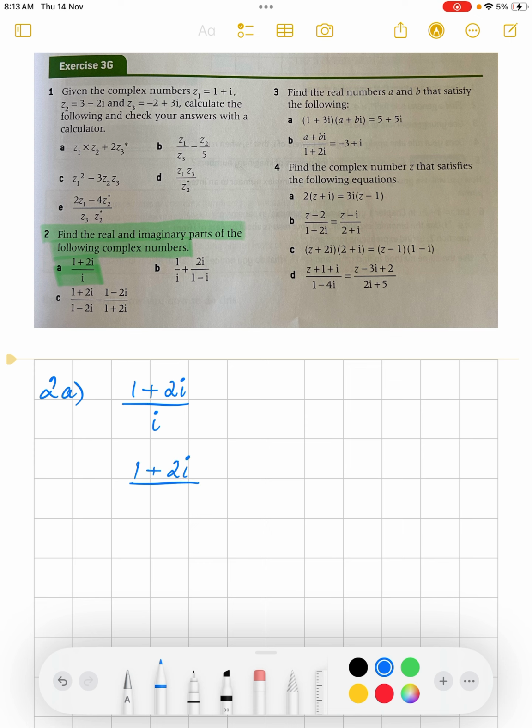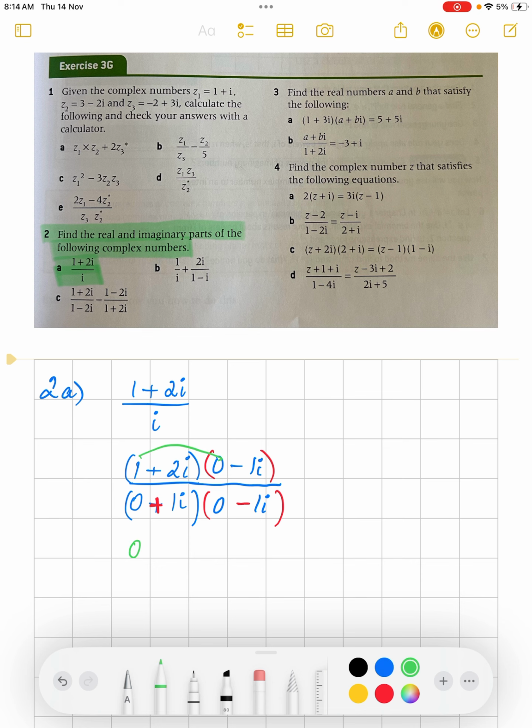Let's see what happens. We've got a 0 plus 1i. I'm just changing i into 0 plus 1i, so that way we can see what the conjugate is quite clearly by just changing the plus into a minus. So the conjugate is 0 minus 1i, and we'll do that on the top and the bottom. Now let's expand and see what we've got.